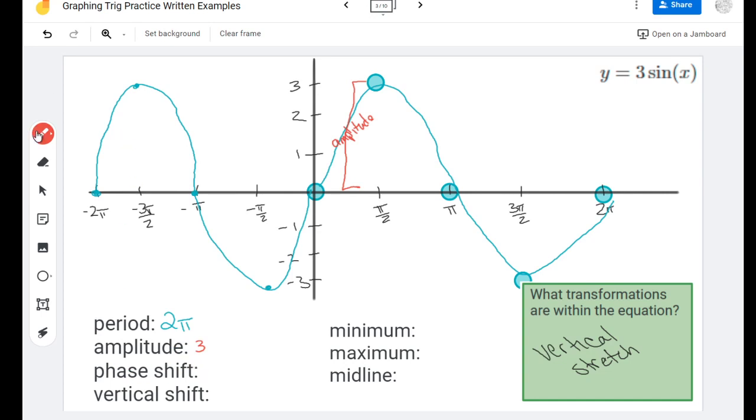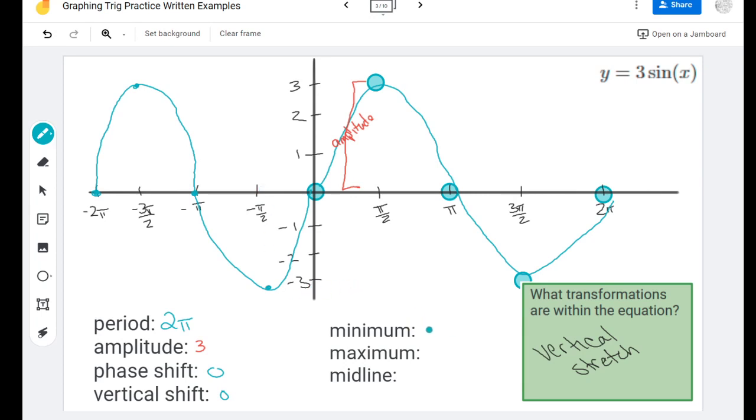A phase shift is if we moved every single point to the left or every single point to the right. We did not do a phase shift on this, though future examples will have that. And a vertical shift is similar to a phase shift, except it's going up and down. Now, we did move some of them up and some of them down, but a vertical shift requires you to take all 5 points and move all 5 points together. So there is no vertical shift here.